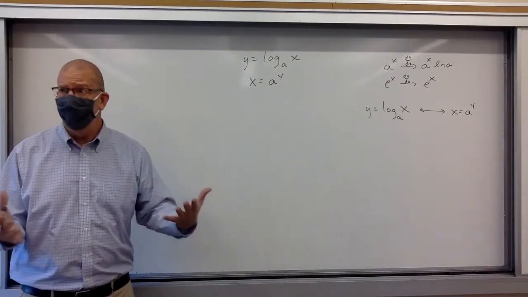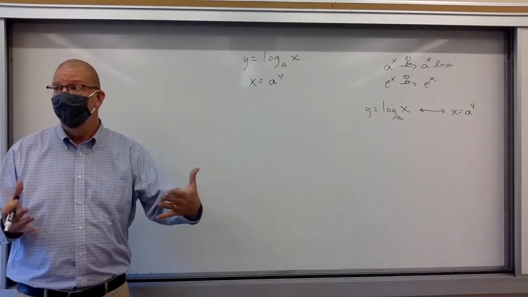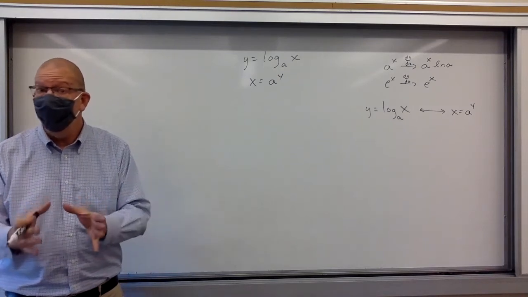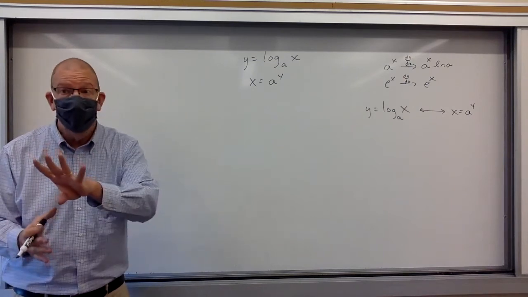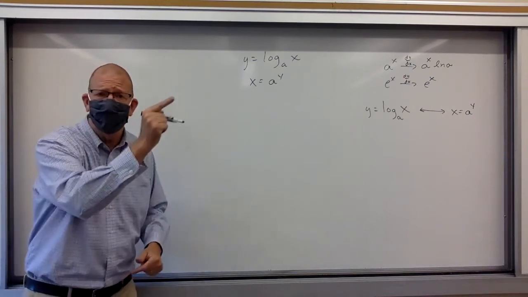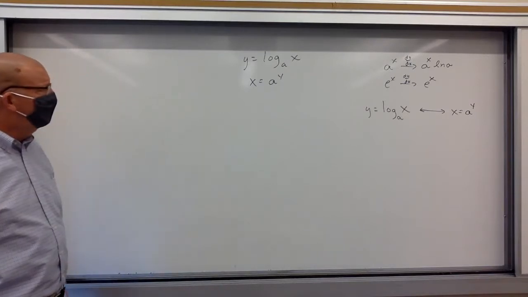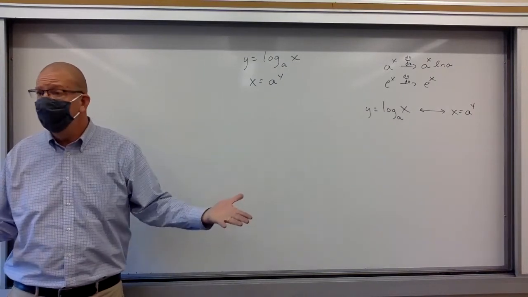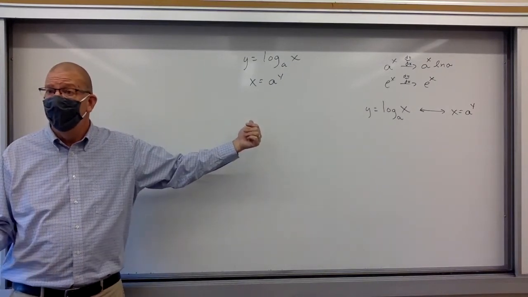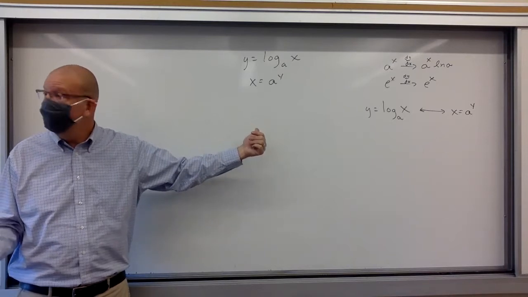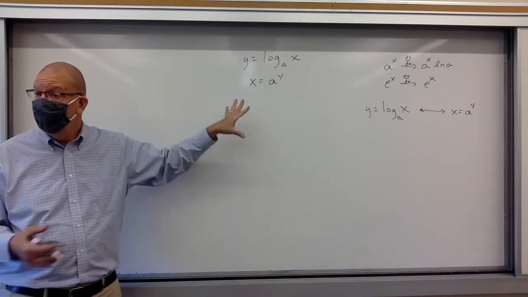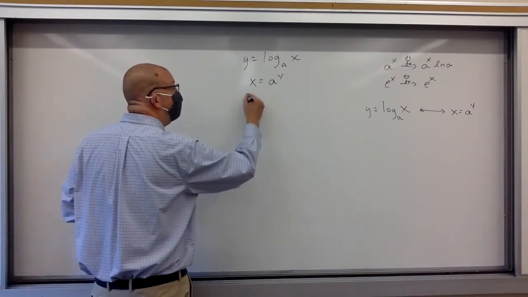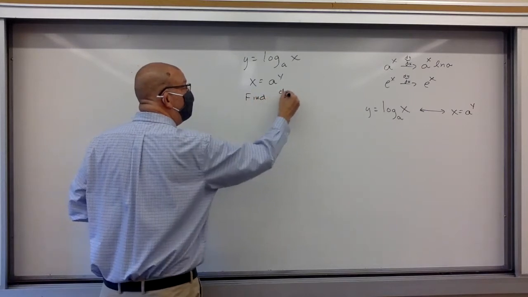3 to the 4th equals 81 means log base 3 of 81 equals 4. I learned that because I passed pre-calculus. Oh, wait a minute. This looks familiar. What did we do with inverse trigs when we got to this step? Took the derivative with respect to x, didn't we? Right, remember, x equals sine y, right? So here we go. So find dy dx.